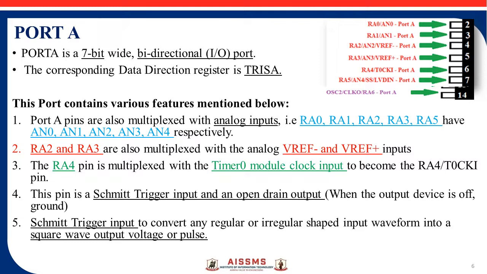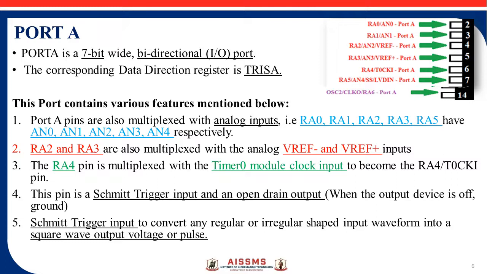See here, RA0, RA1, RA2 up to RA6. These are the names of those particular pins. Okay, these are the naming conventions of pins. Now AN0, AN1 up to AN4 means these pins work as analog pins, right? Next is RA2. See here, RA2 and RA3, they provide the features of V reference plus and V reference negative.